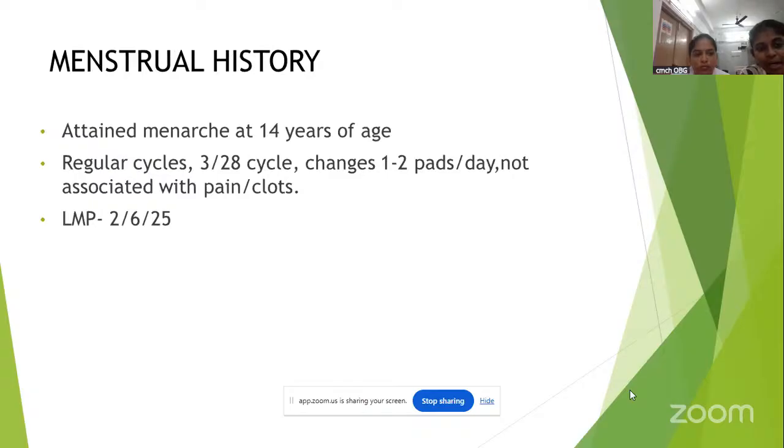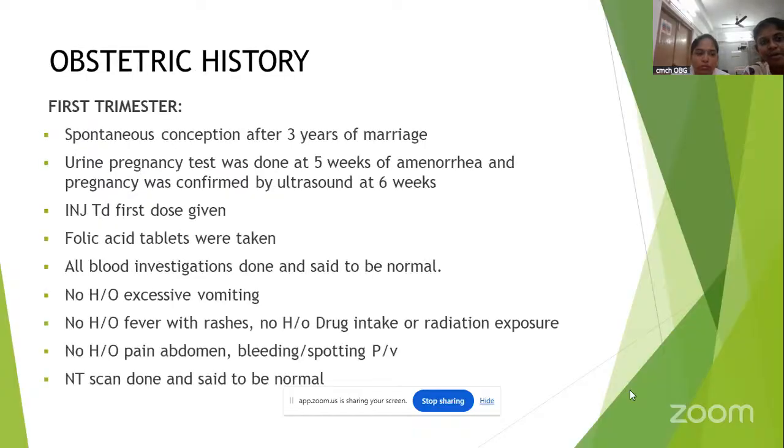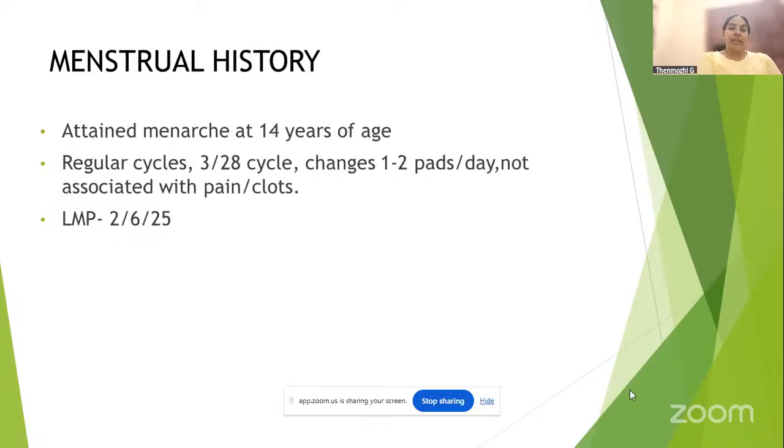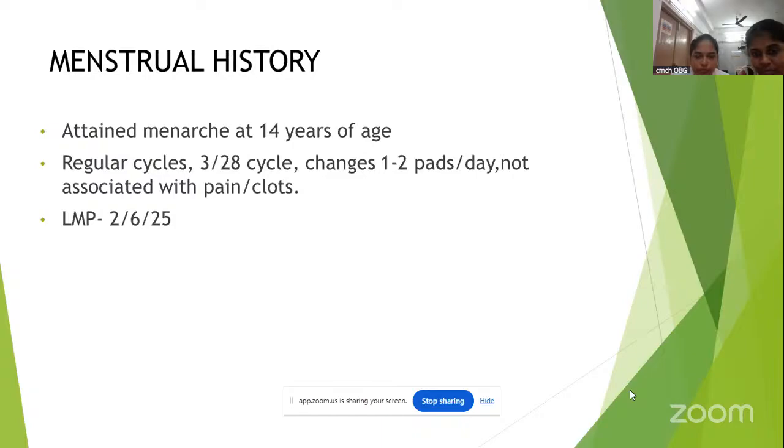Menstrual history: attained menarche at 14 years of age, regular cycles, 3 by 28 days cycles, changing 1 to 2 pads per day, not associated with passage of clots or pain, and LMP was 2/6/2025. So from this, her cycles are regular and her EDD is reliable. Yes, ma'am. Okay, next.